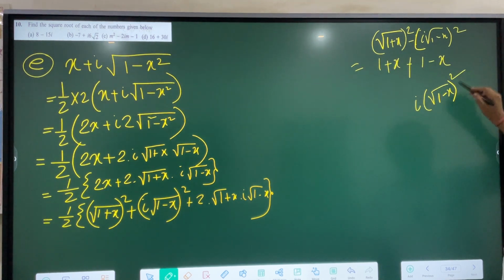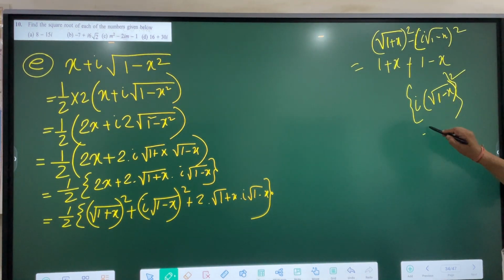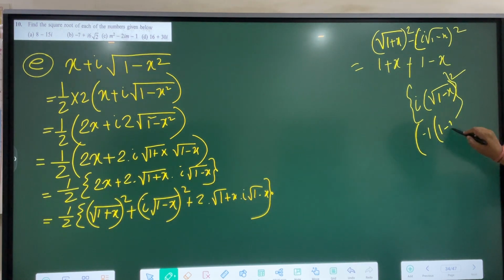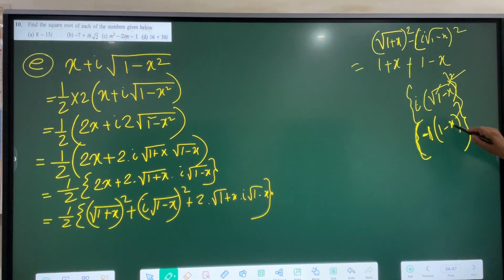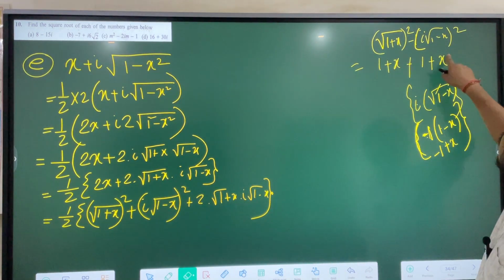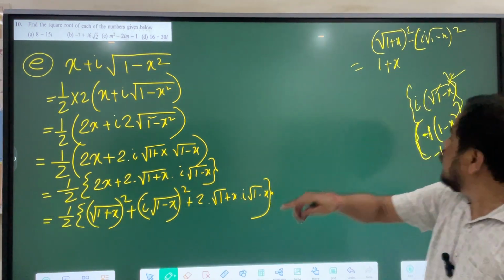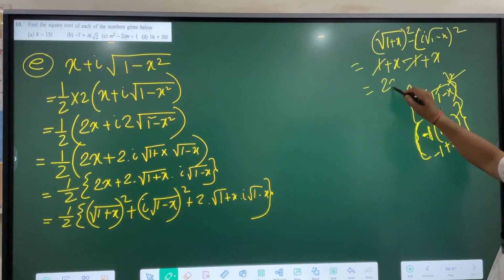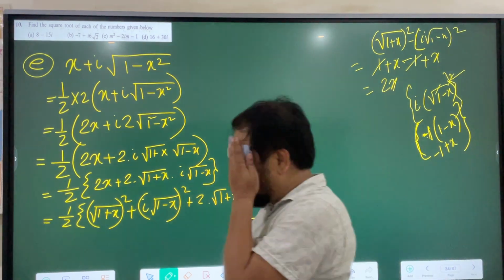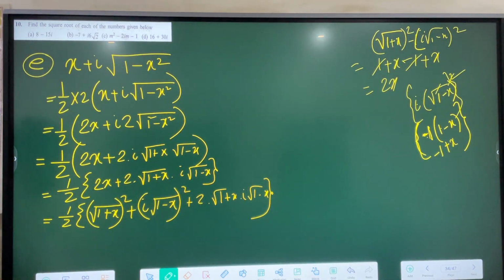This one if we do, how will we do it? i square is minus 1. Look here, then 1 minus x. Look here, i square is minus 1. The square root cancels, only 1 minus x is left. What is left? Minus 1 into 1 minus x, minus 1 into 1 plus x. So here, what we have got is minus 1 plus x, minus 1 plus x, minus 1 plus 1 cancel, 2x. There is 2x. So this one we have to verify, otherwise there may be a mistake.